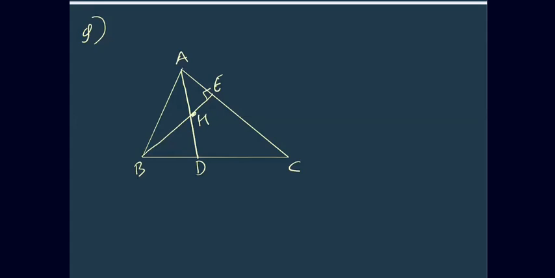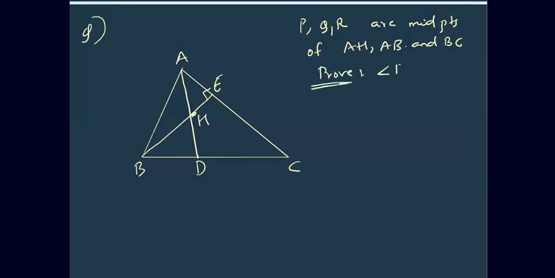Okay, and P, Q, R are midpoints of AH, AB, and BC. So P, Q, R are midpoints of AH, AB, and BC. Right? So you need to prove that angle PQR is equal to 90 degrees. Okay. So it is given that BE is perpendicular to AC and P, Q, R are midpoints of AH, AB, and BC. You need to prove that angle PQR is 90 degrees.